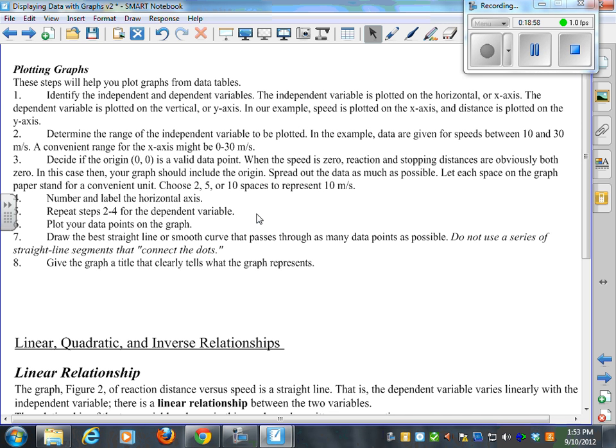Draw the best straight line or smooth curve that passes through as many data points as possible. Do not use a series of straight line segments that connect the dots. Do not connect the dots. Why not? Do not connect the dots. Why? Because there's no constant change.